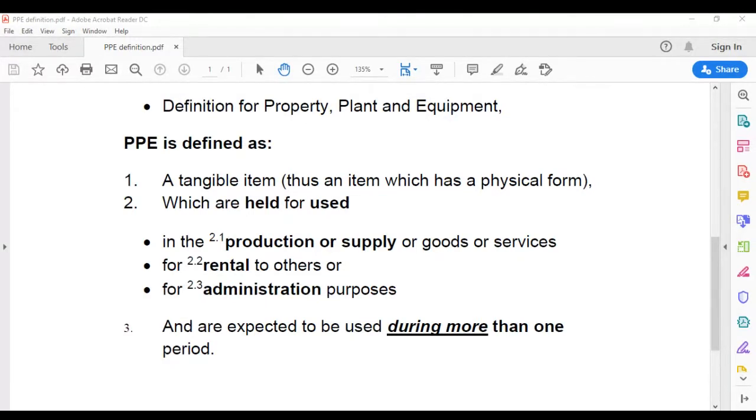Would that then be part of your PPE definition or not? Is it going to be used during more than one accounting period? Yes or no? Exactly, no. The answer is no. Thank you, Zandile. You are correct. The answer is no. So clearly, it's not going to be used during more than one accounting period. The full useful life, its value in use to you, is going to be consumed during that financial year.